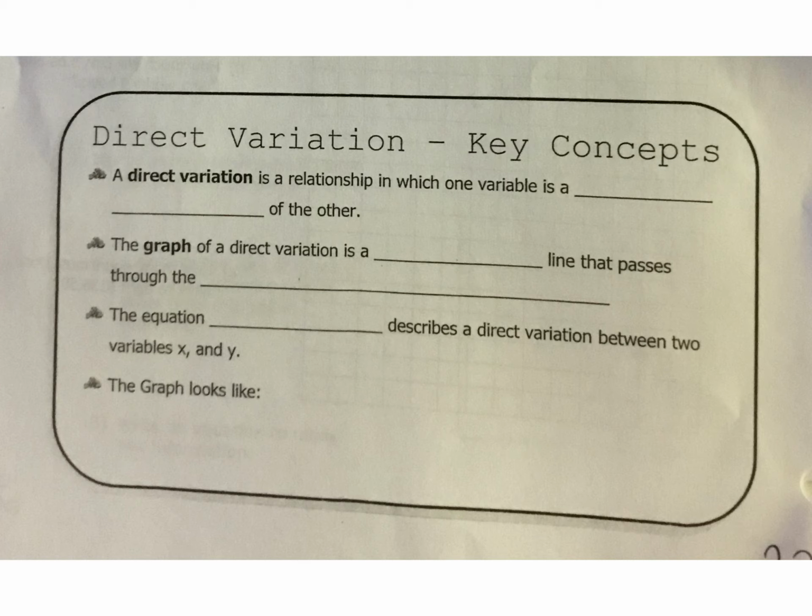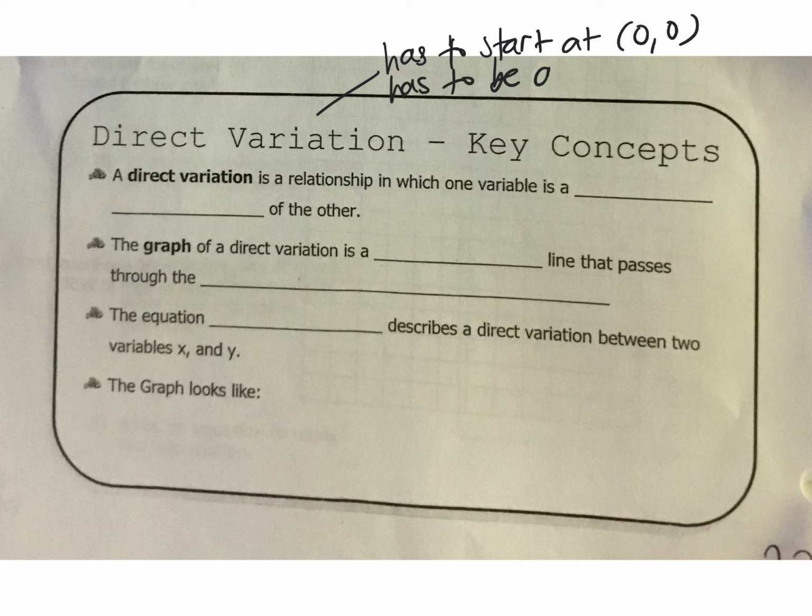Looking at direct variation, we've already discussed it. We know that it has to start at the origin, 0, 0, and it has to be a straight line. In order for something to be a straight line, it means that it has to have a constant rate of change, correct? The x values have to go up or down by the same amount, and the y values have to go up or down by the same amount every single time, and it has to start at 0, 0. So how would we fill in the blanks?